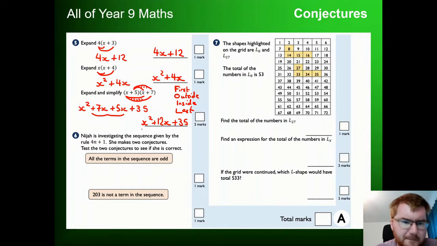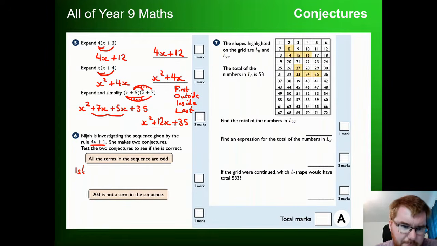Question 6. So Nisha is investigating the sequence given by the rule 4n plus 1. She makes 2 conjectures, so 2 ideas about it. Test the 2 conjectures to see if she is correct. All the terms in the sequence are odd. Right, the way I would do this is let's find out the first term.